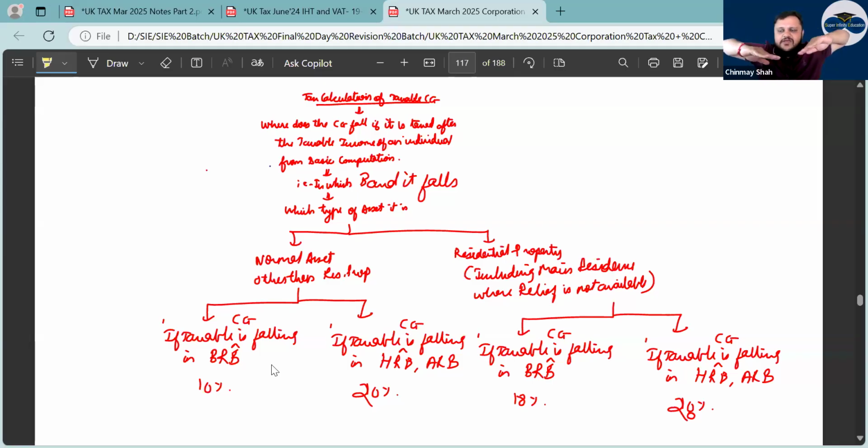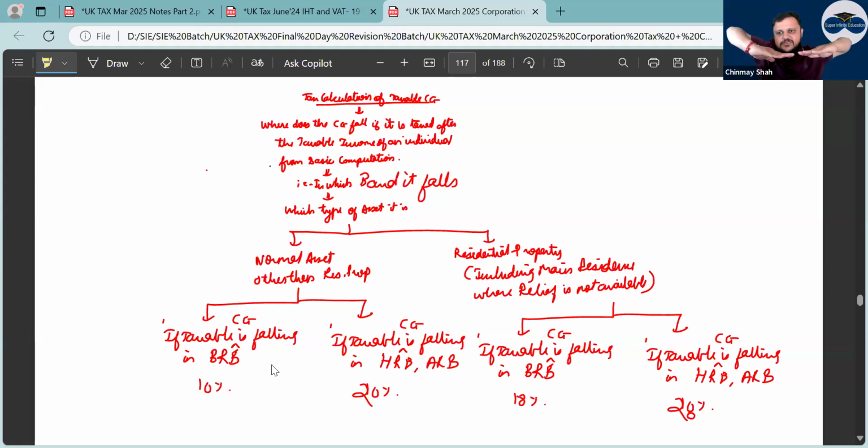If this is 20,000 and your taxable CG is 20,000, then 40,000 is your total amount now. But this is already taxed. This second 20,000, how much falls within the basic rate band? If any taxable CG falls within the basic rate band, which was unutilized, utilized by this, it will have a 10% rate. And if it is in the higher or additional rate band, it will have a 20% rate if it is a normal asset.